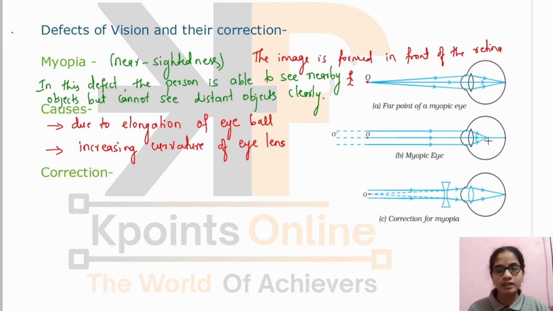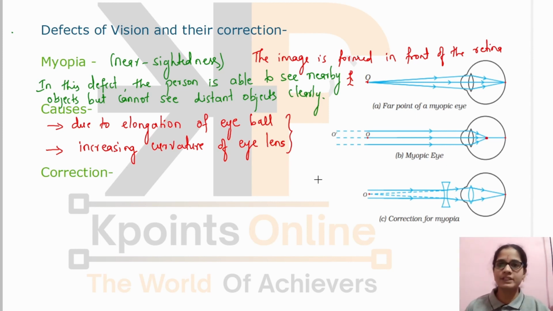See here, for a myopic eye, the image is formed in front of the retina because the focal length has decreased because of the increase in the curvature of the eye lens. These are the main two causes why myopia is caused. It is due to the elongation of the eyeball and increasing curvature of the eye lens. This causes a decrease in the focal length of the eye lens so that the image is formed in front of the retina only. It is not formed on the retina. Because of that, that person is not able to see the distant objects clearly.